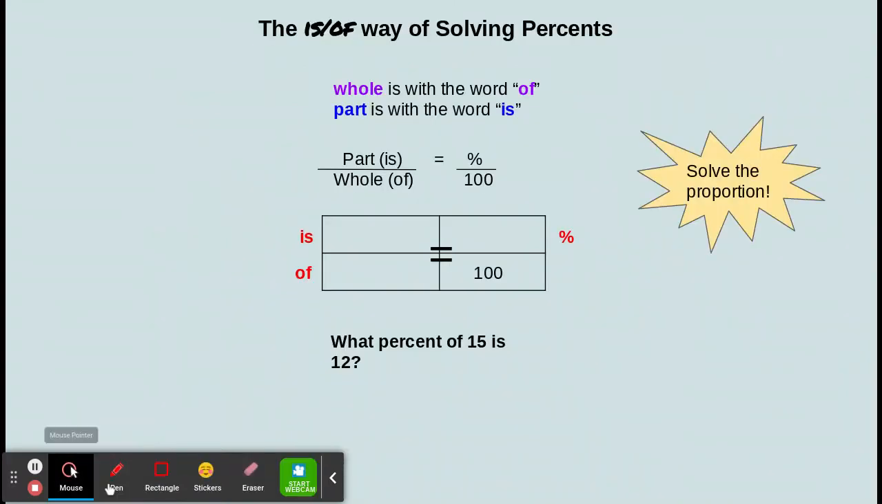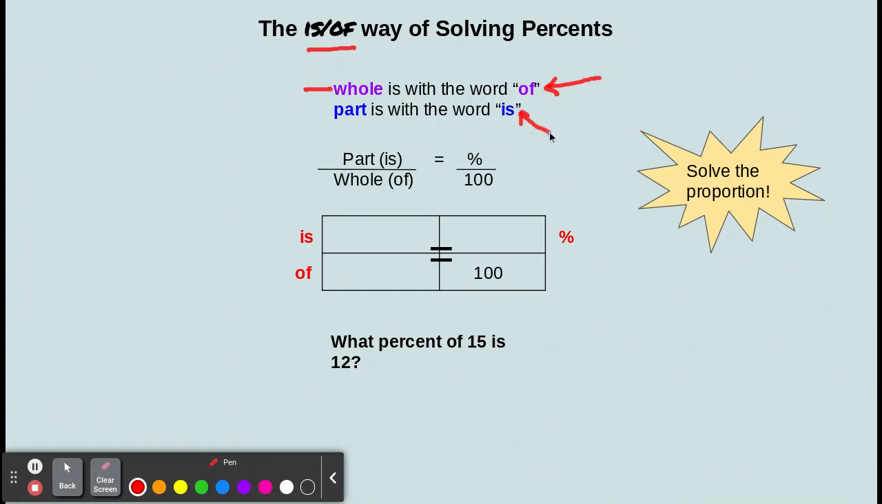We're going to talk about the is-of way of solving percents, meaning you're going to have a bunch of questions and they're always going to have the words is and of in them. So whenever you see the word of, we want to relate that of word to the whole. Whenever we see the word is, we want to relate that to the part.